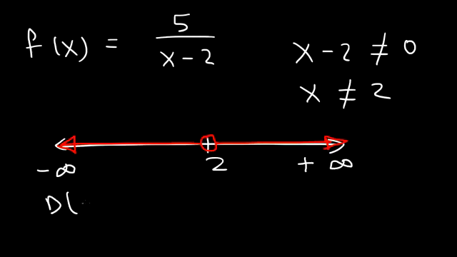So for the left side, x could be anything from negative infinity to 2, but not including 2. Or it could be anything from 2 to infinity. And so that's how you can write the domain using interval notation for this example.